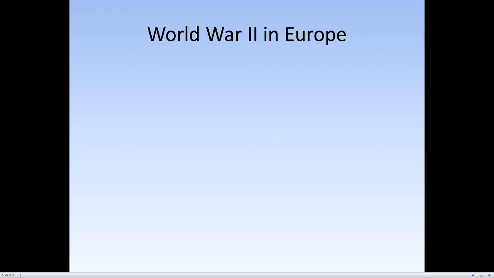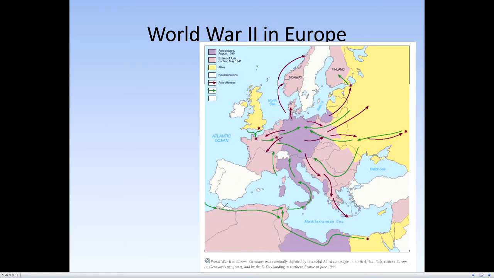And so we'll start with the war in Europe, which is the war that the United States prioritized. And we prioritized it because we believed that the Germans were the bigger threat than the Japanese, which is a point that is easily debated, but for now it just is what it is, and so we will go ahead and proceed.